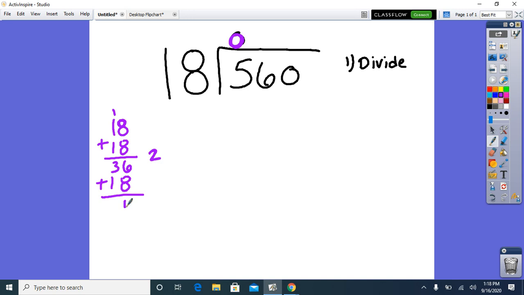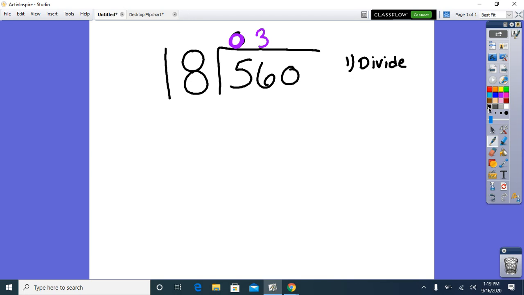So 6 plus 8 is 14. Put my 1 up here if you can see that. 1 plus 3 is 4, plus another 1 is 5. 54, so we still haven't gone over yet. I know if I add another 18, that's definitely going to go over 56, but I'm going to show you anyways. So that was too many times, right? So it won't go in 4 times, but it will go in 3 times. So we know that 18 will go into 56 3 times. So that's why I'm going to put a 3 up here.